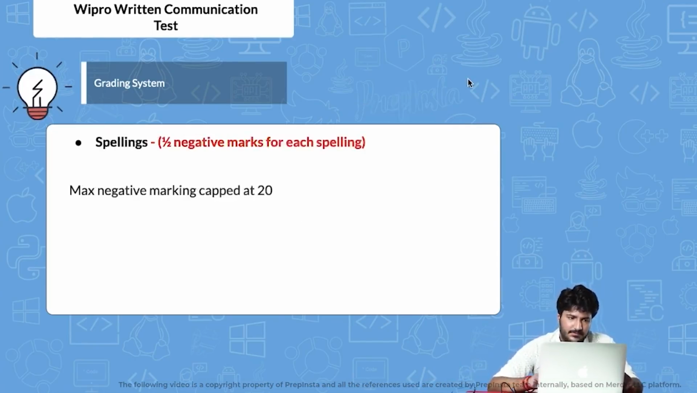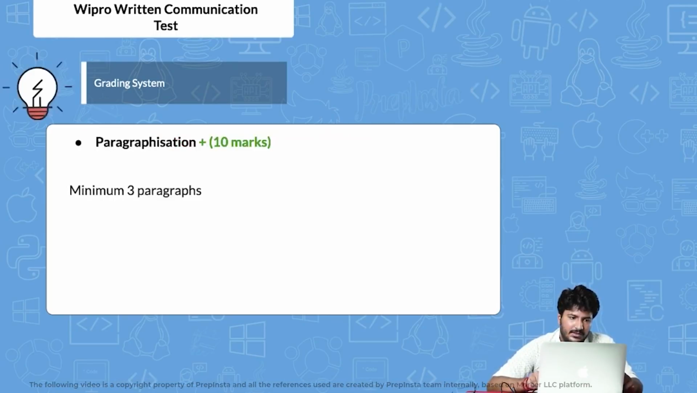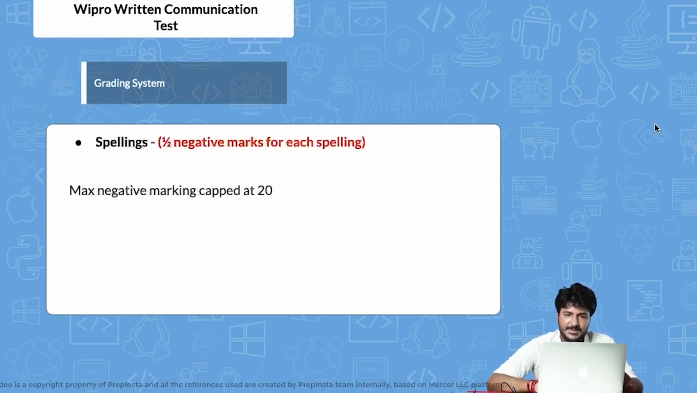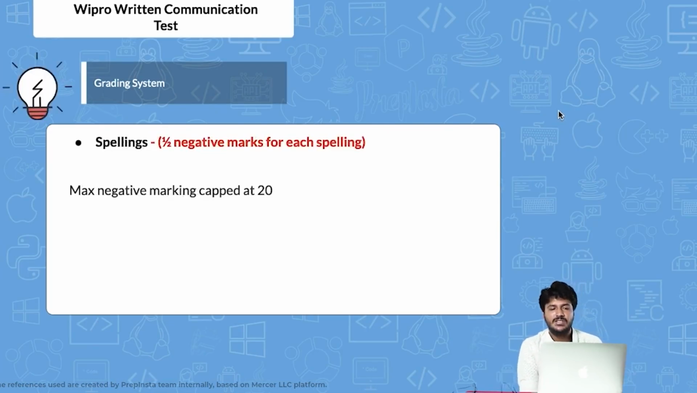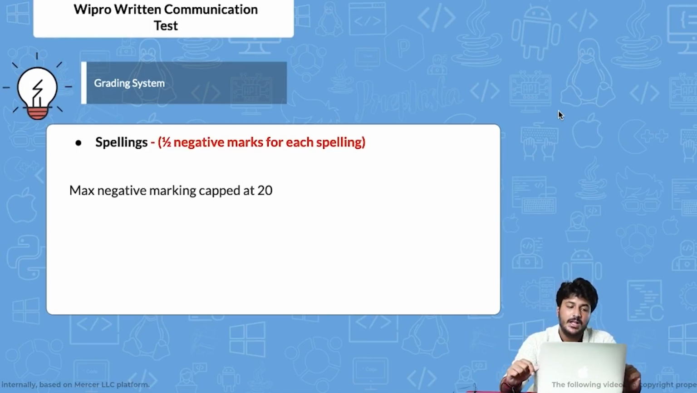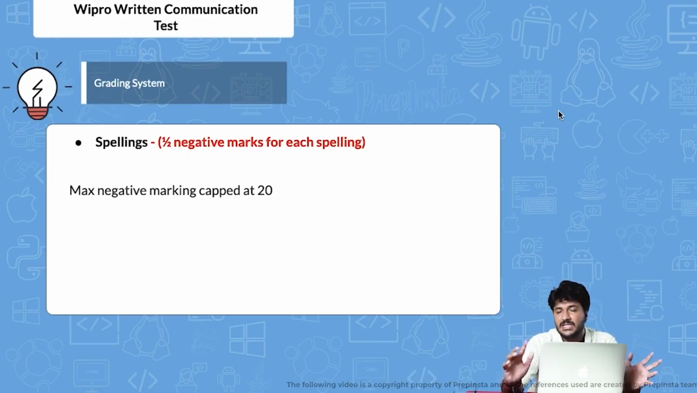So moving further, then you have spelling mistakes. For each spelling that you write incorrectly, obviously the AI system is going to give you -1/2 negative marking. The negative marking is capped at -20 marks. So obviously you can make at max 40 spelling mistakes. If you make 41, obviously -20 marks. If you make 42, then -20 marks.